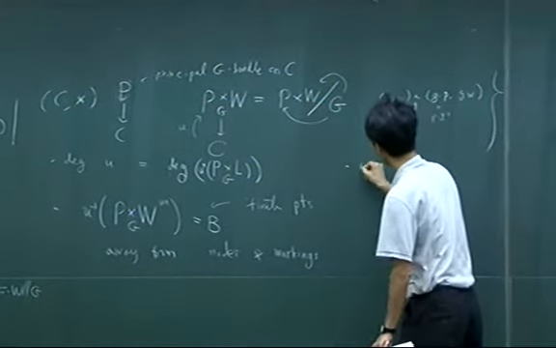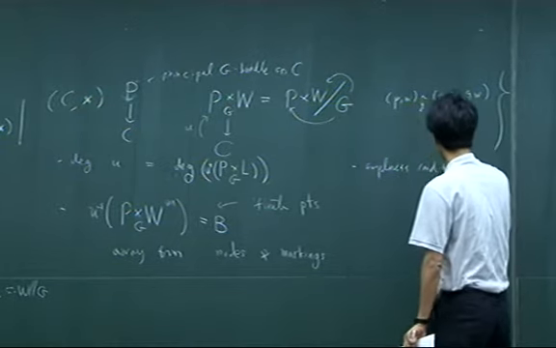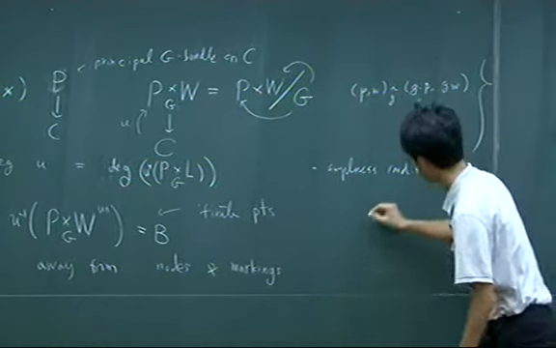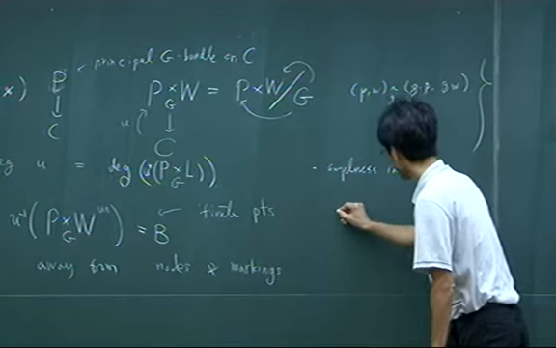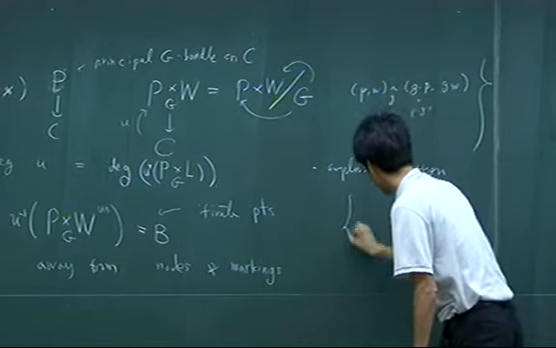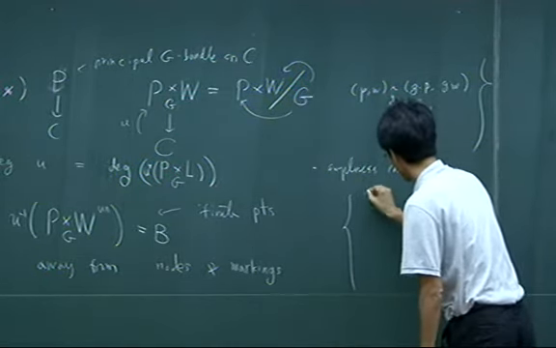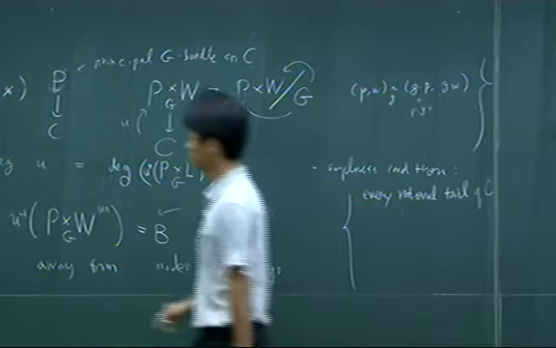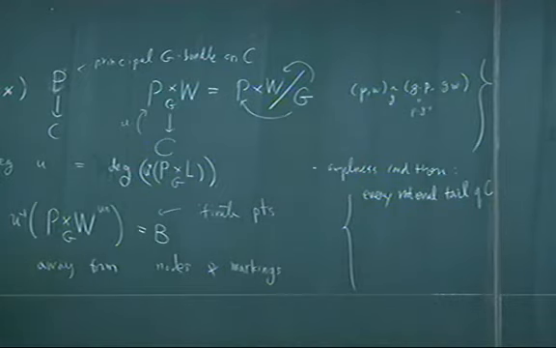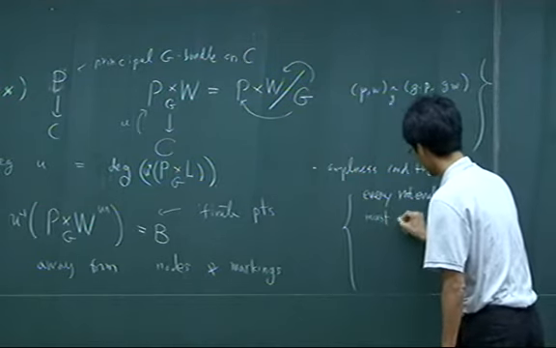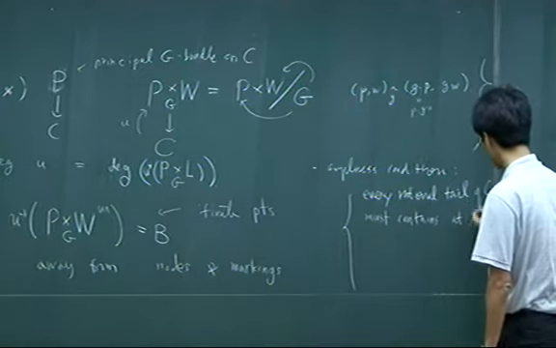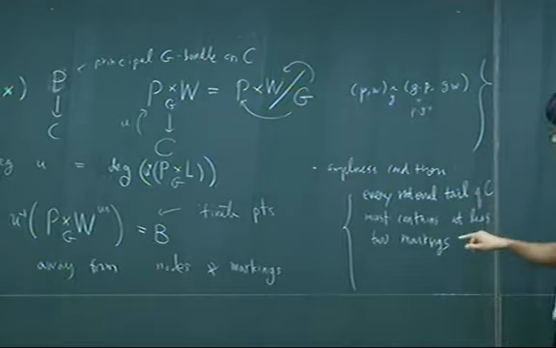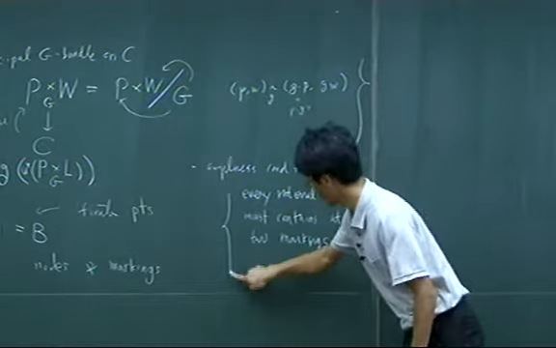And there's one more condition, the ampleness condition, and it can be explained in a numerical way. The ampleness condition is the following. Every rational tail of C, so on C there might be some component P1 which is a tail, must contain at least two markings. So together with the node, every rational tail contains at least three special points.